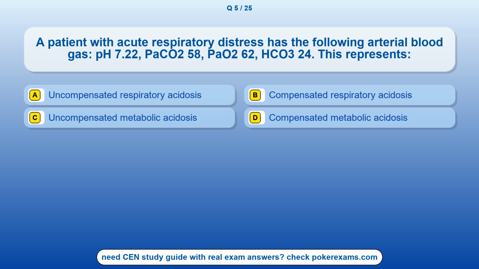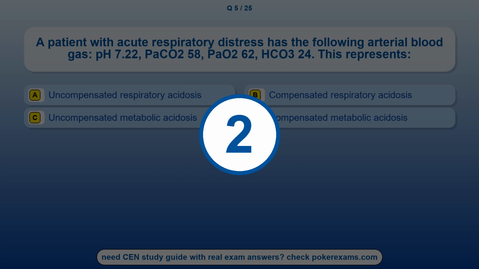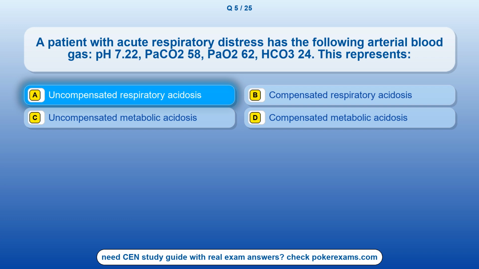Question 5. A patient with acute respiratory distress has the following arterial blood gas: pH 7.22, PaCO2 58, PaO2 62, HCO3 24. This represents: Option A, uncompensated respiratory acidosis. Option B, compensated respiratory acidosis. Option C, uncompensated metabolic acidosis. Option D, compensated metabolic acidosis. The correct answer is option A, uncompensated respiratory acidosis.